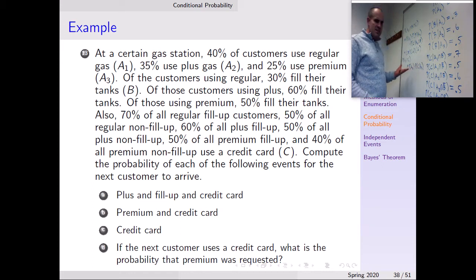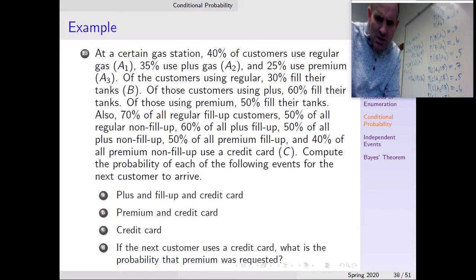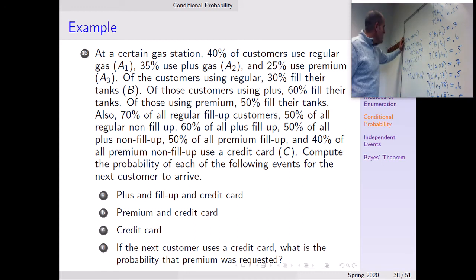But, on the other hand, look at what we just computed a minute ago. We computed the probability of A2 and B and C. Maybe there's something like that we can do here. Because look, if a customer is a premium customer and uses a credit card, then either they're a fill-up or a not fill-up customer. So we could split this thing up over the fill-up and not fill-up customers, right?